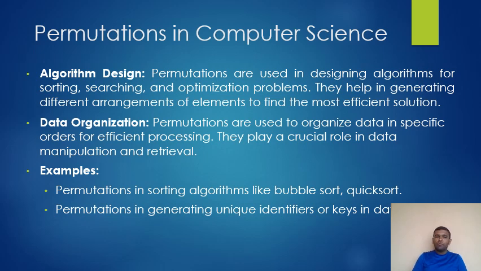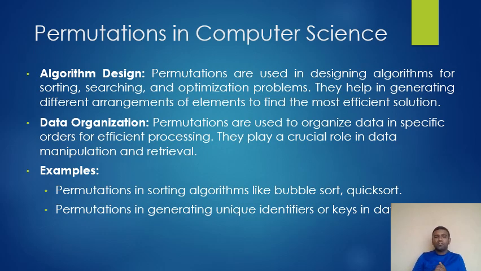Example, permutation and sorting algorithms like bubble sort and quick sort. Let us not go deeper into these sorting algorithms because they do not belong to permutations directly. Permutations is used there, but sorting does not belong to permutation. Permutations in generating unique identifiers or keys in databases. Like how I said for passwords, multiple permutations are used to find a password matching.